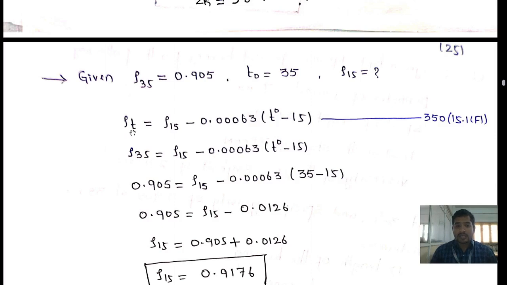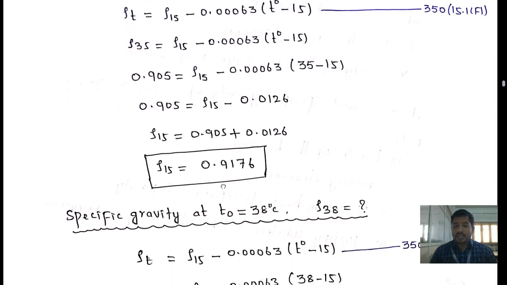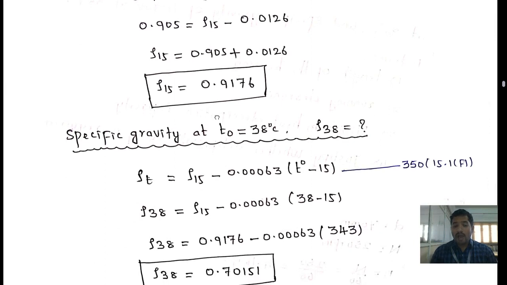The density at 35 is 0.905 here. The density at 15 we don't know, so keep it as it is, and 0.00063 is a constant value. The operating temperature term is 35 minus 15. If you calculate with the calculator, you will get 0.0126. This value, moved to this side, becomes positive. If you add both values, you will get the density at 15, which is 0.9176.